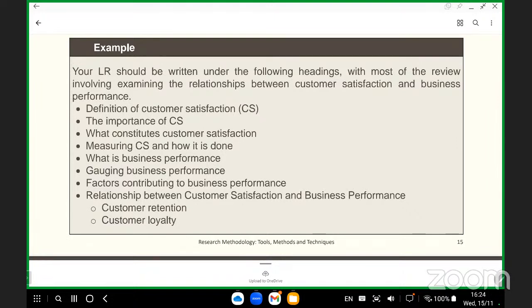Okey, jangan terkejut. Yang ada subheading ini, kebanyakannya mesti ada supported previous literature. Mesti kena ada. Okay. And then baru pergi kepada what is business performance, and then what would be the dimension of business performance, the operational definition, factors contributing towards business performance, and relationship between customer satisfaction and business performance.